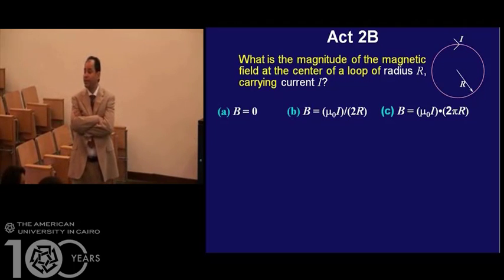I'm talking about the magnetic field, not the force. Into the page. That's the direction.